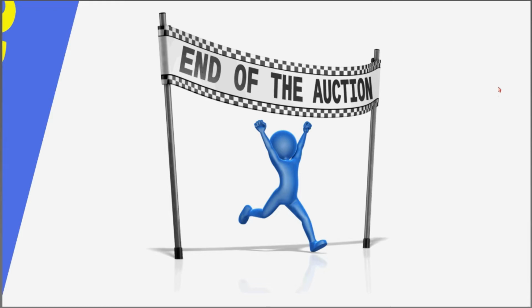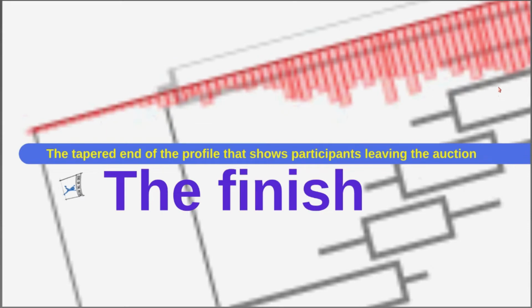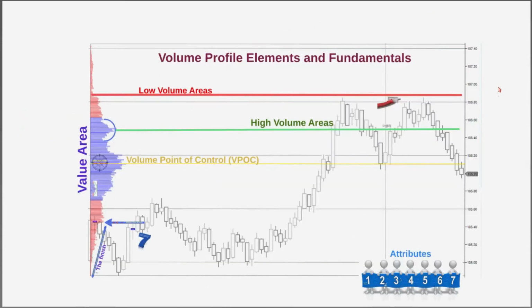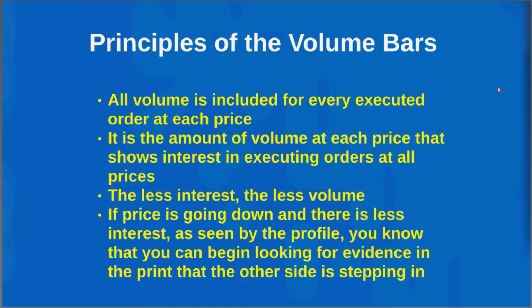And if price revisits the end of an auction and you start getting volume, volume always means acceptance. You start getting volume where an auction had finished, that gives you a significant amount of information about what buyers and sellers are doing. So the finish is that tapered end of the profile that shows participants leaving the auction. And I'm going to show you examples of that. So let's take a look at the attributes. I'll go through this a little bit quicker. Some of this, I don't want to be repetitive, but I want it to be effective.